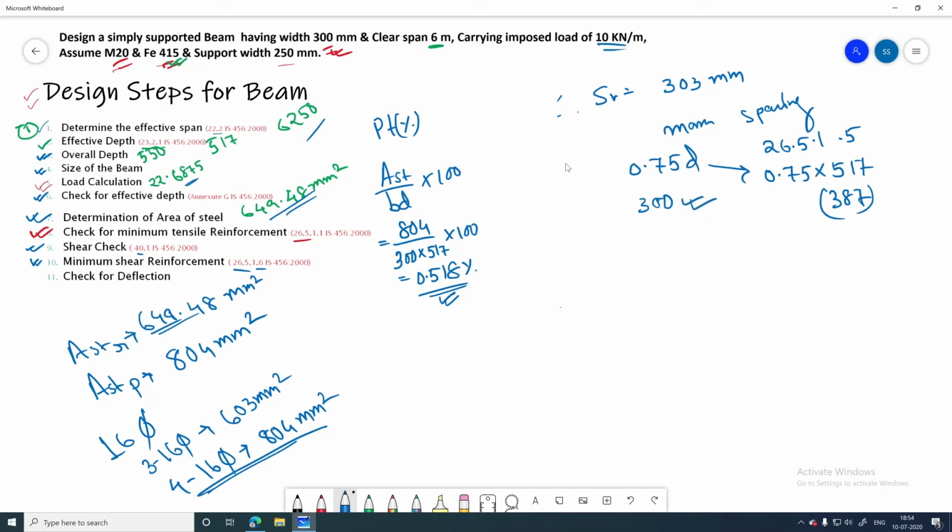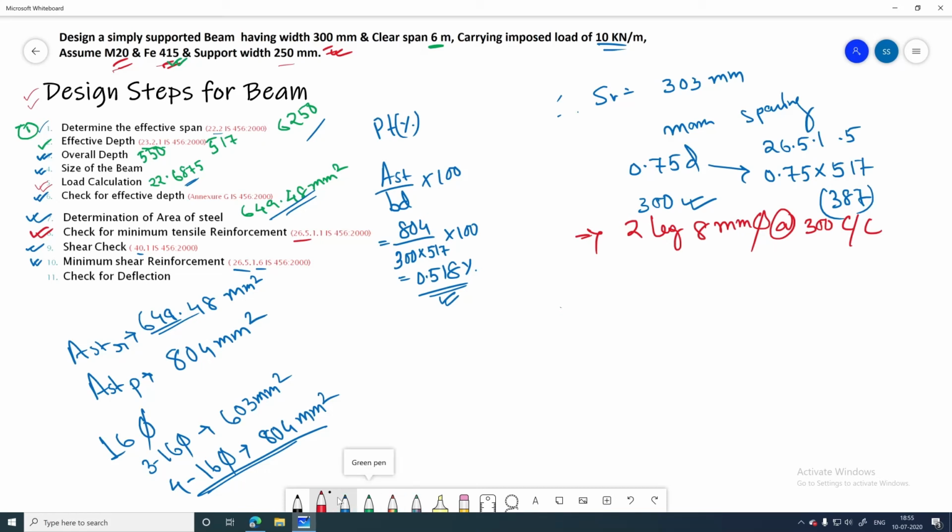Okay, so the answer, that means the shear reinforcement that we need to provide, will be 2-leg 8 mm bar at the rate of 300 center to center. Okay, so this is the shear reinforcement that we got.